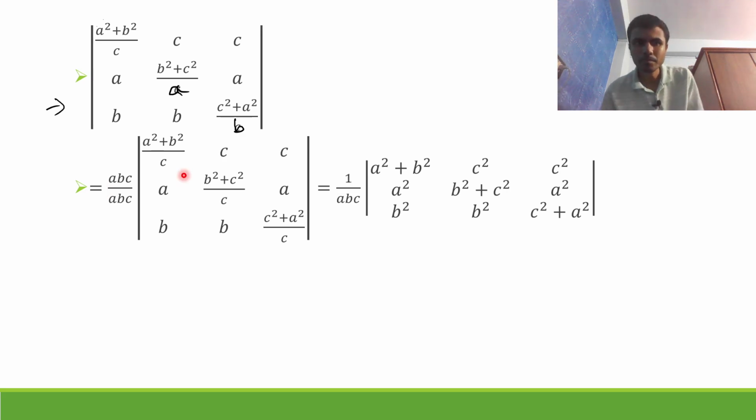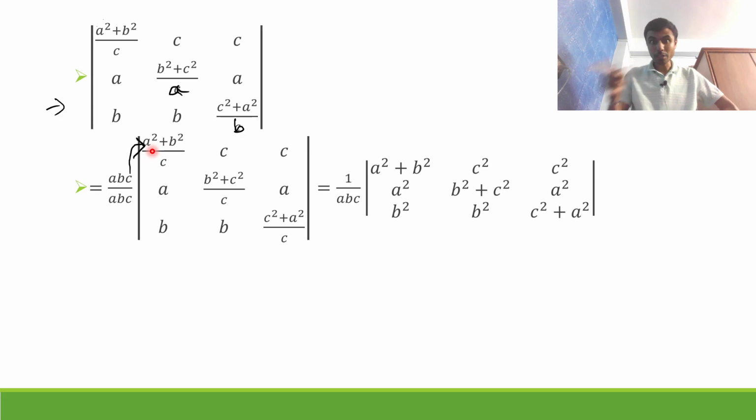Now this C, multiply it with first row. You know, right? In determinants, whenever we multiply an element, we multiply it to one row only. So here this C would be multiplied to each of these elements of the first row. C into this will be just A square plus B square, because by C and that C will get cancelled. And C into C will be C square, and C into C will be C square.